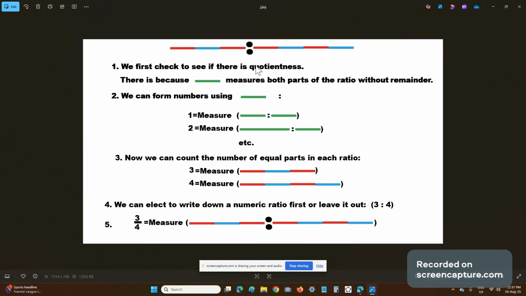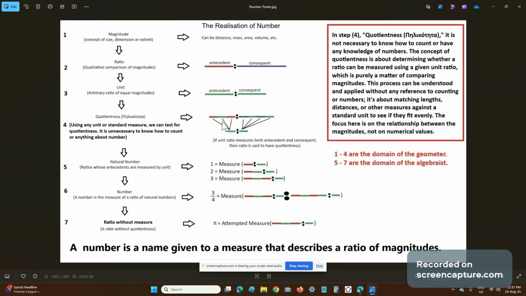Okay, let's get back to what I'm saying. We can form numbers using this common magnitude. How, you ask? Well, in this number poster I show you. I say let 1 be the measure of what you chose as the measuring magnitude, like that. In other words, it's equal to the antecedent. Let 2 be the measure of the ratio where the antecedent is the consequent lined up with the consequent again, itself. I didn't want to say added.